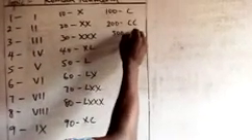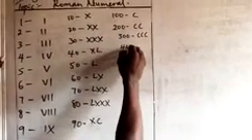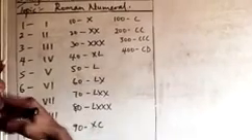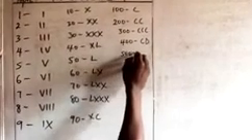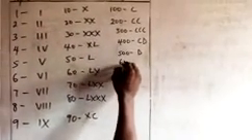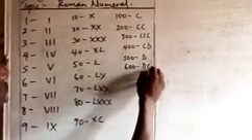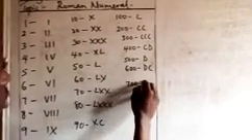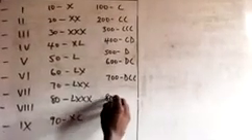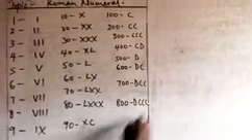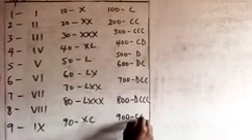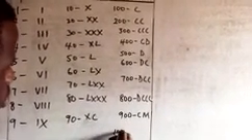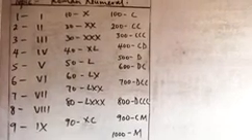200 is CC. 300 is CCC. 400 is CD. That is 500 minus 100. That will give us 400. 500 is D. 600 is DC. 700 is DCC. 800 is DCCC. And 900 is CM. And 1000 is M. I'm going to stop on 1000.